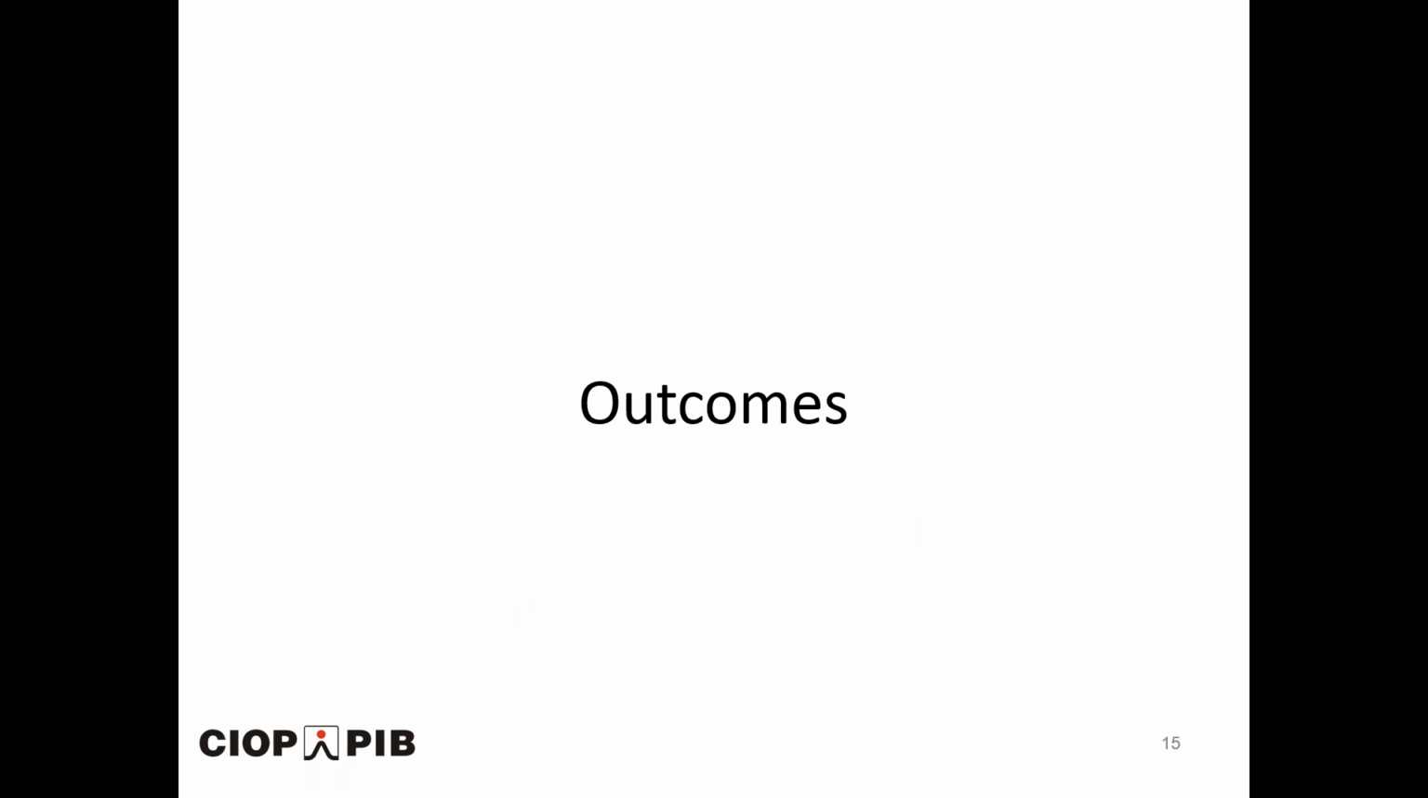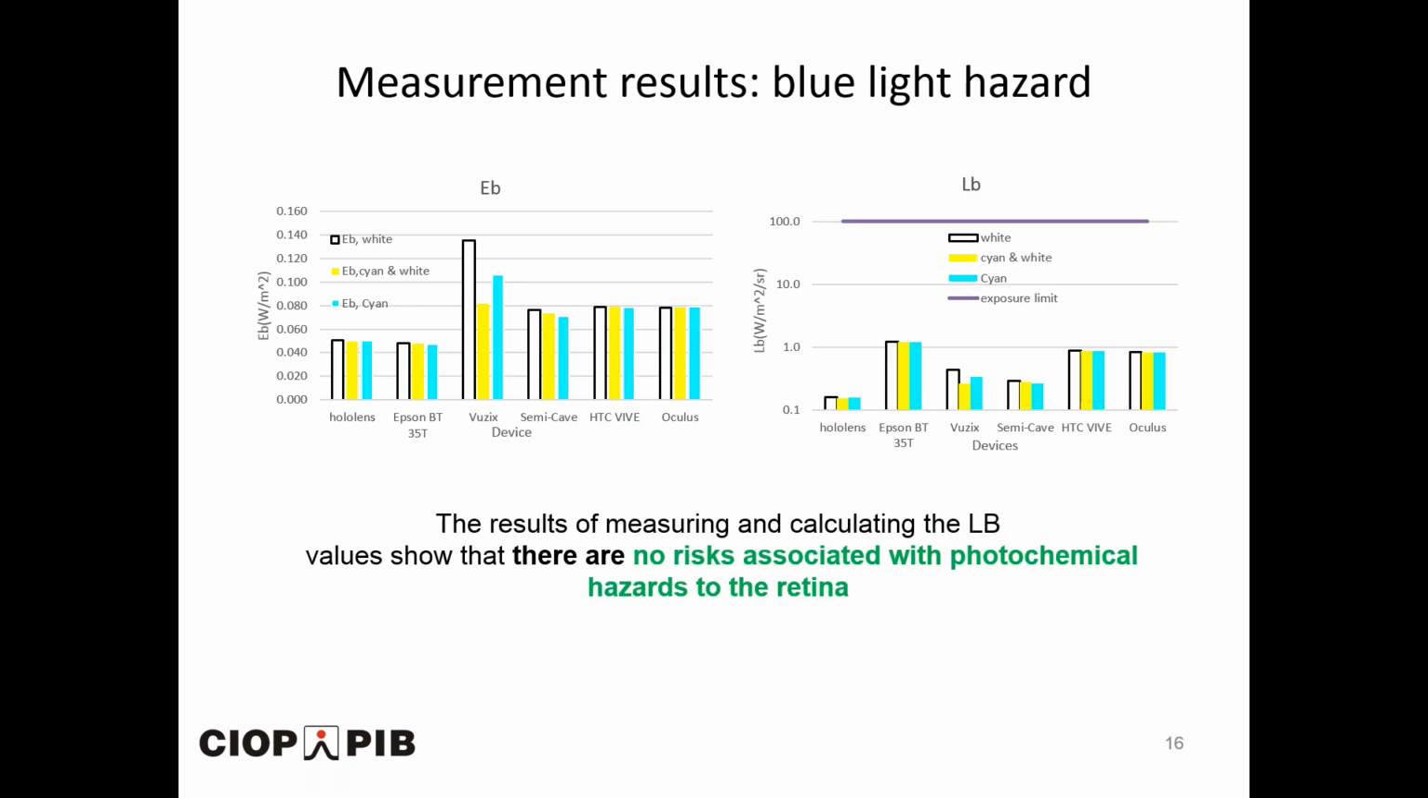About the outcomes and results. First, I would like to say that for the blue light hazard, there is actually no risk associated with photochemical hazards to the retina, based on our measurements, based on the systems we were testing during our studies. The outcomes are in both irradiance and radiance, so we have to calculate from irradiance into radiance separately for each device.